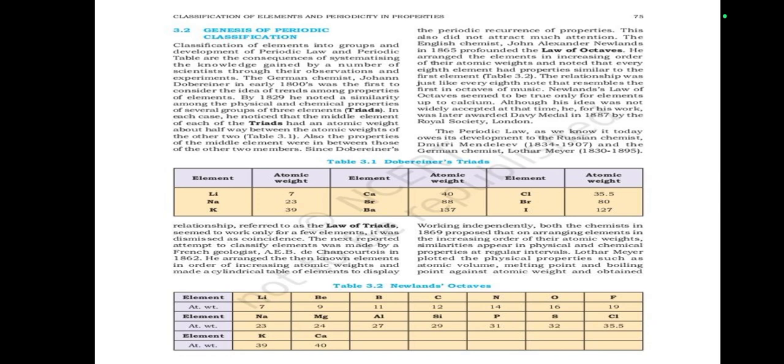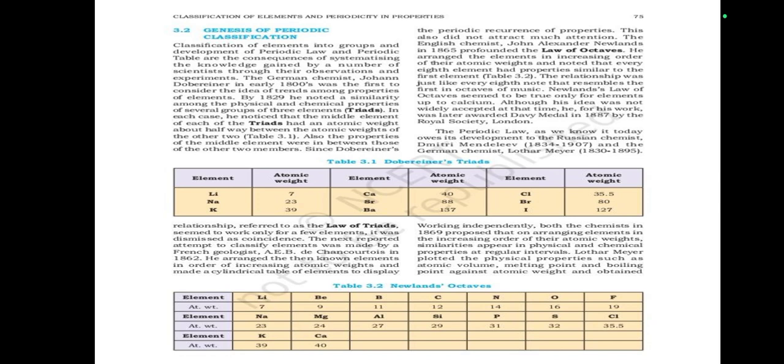The next reported attempt to classify elements was made by a French geologist, A.E.B. de Chancourtois in 1862. He arranged the then known elements in order of increasing atomic weights and made a cylindrical table of elements to display the periodic recurrence of properties. This also did not attract much attention.